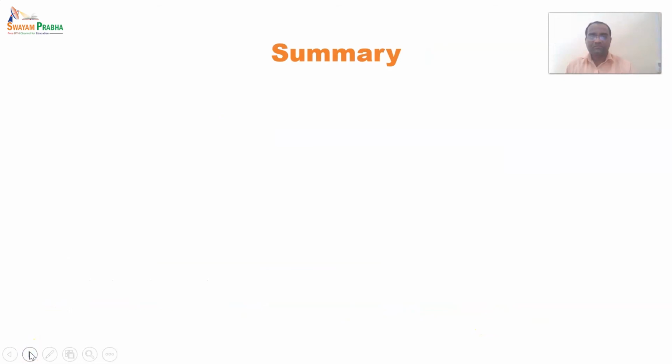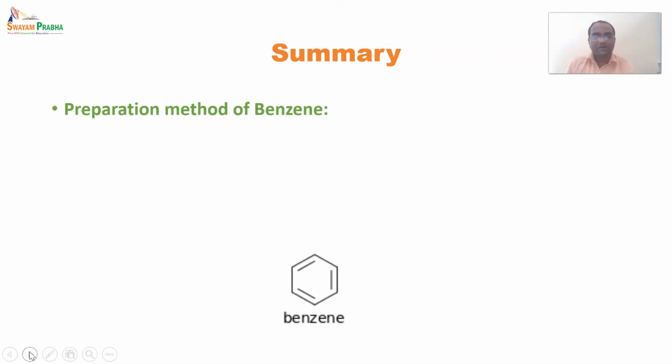Now we'll see the summary of this session. At the very first, we started with preparation methods of benzene. There are 5 ways to prepare benzene that we have discussed in this session. The first one was from petroleum, especially hydrocarbons, with the use of platinum and aluminum trioxide. It is heated at 500 degrees Celsius at an atmospheric pressure of up to 15.